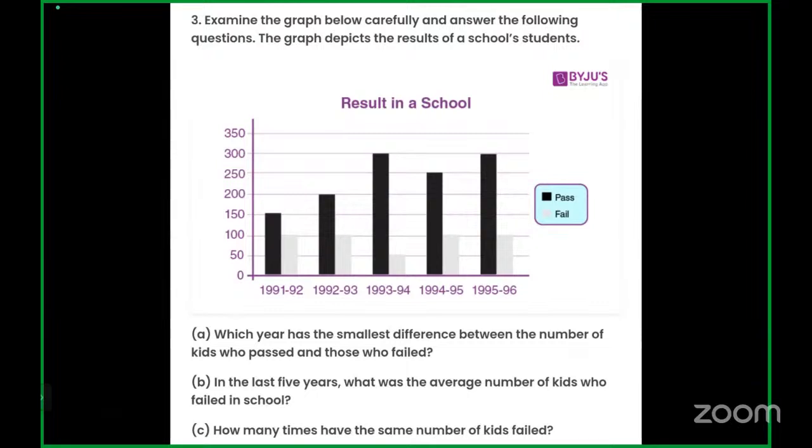Ma'am, the answer to the B question is the average number of kids who failed in school is 100 kids. Second, B1: in the last 5 years, what is the average number of kids who failed in school? 100, using the mode. Okay, 100. Recheck once.